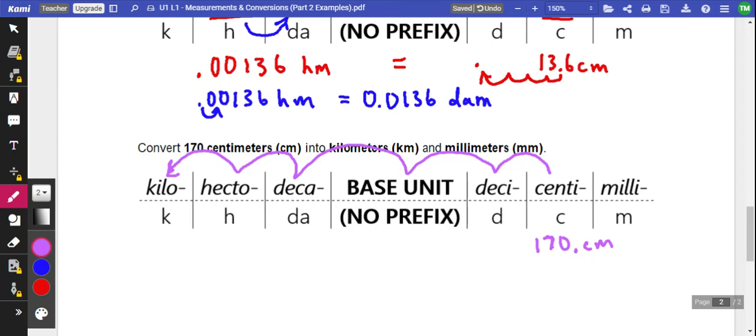It's 170 point centimeters. So now if I move 5 spots to the left from there, I'm going past the 0, past the 7, past the 1, past a blank, past a blank. It's going to wind up there. So that's like saying 170 centimeters is the same as 0.0017. And if you want, you can write the 0. Just keep it there. All right, and now instead of centimeters, it's in kilometers.